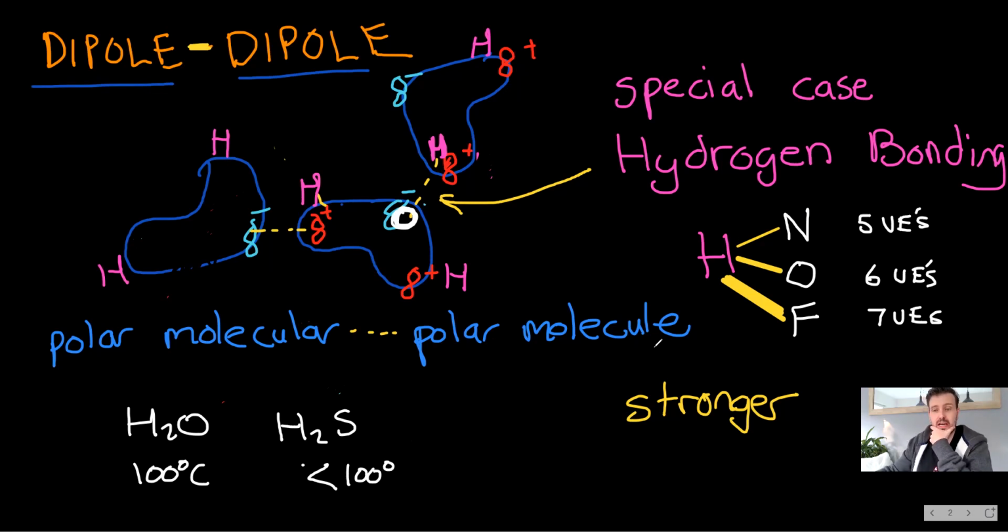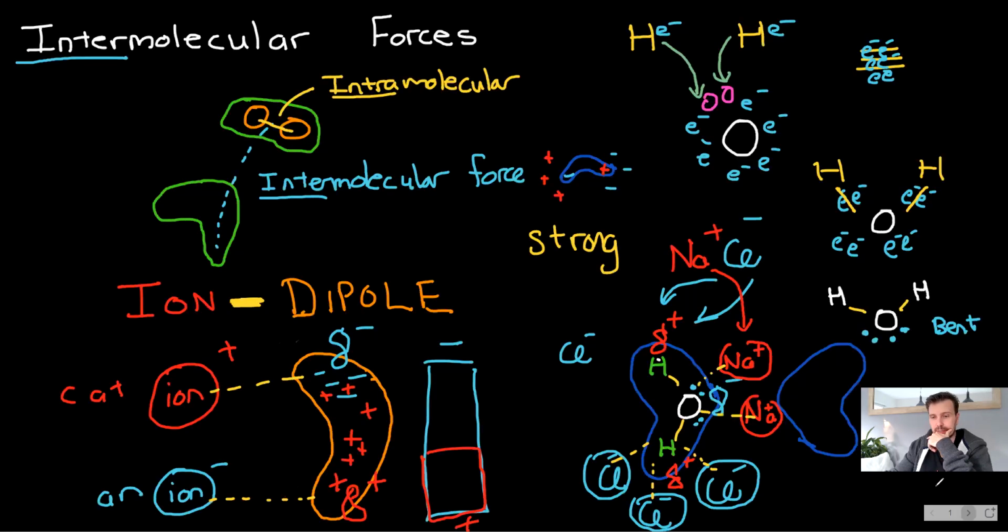Okay, so that's the dipole-dipole bond. And we can see that because the poles are permanently polar, so permanently plus and permanently minus, it's a strong bond. Now we saw an ion-dipole bond. Let's look at an ion-induced dipole.